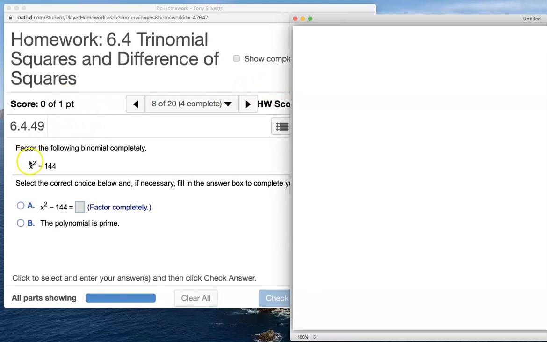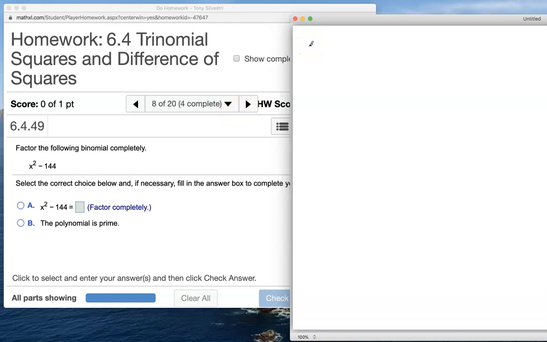Now, first off, this is that special pattern I talked about. The special pattern is a minus. You have a minus here. Are the two things that are being subtracted, the difference, are they squares? Well, certainly x squared is a square because the variable x is being squared. But is there a number that exists that when multiplied by itself gives you 144? Yeah, 12. 12 times 12 is 144.